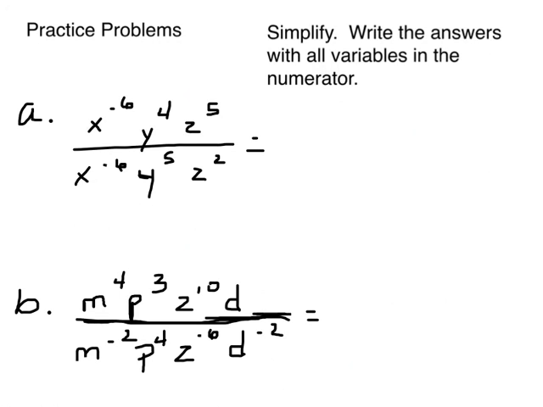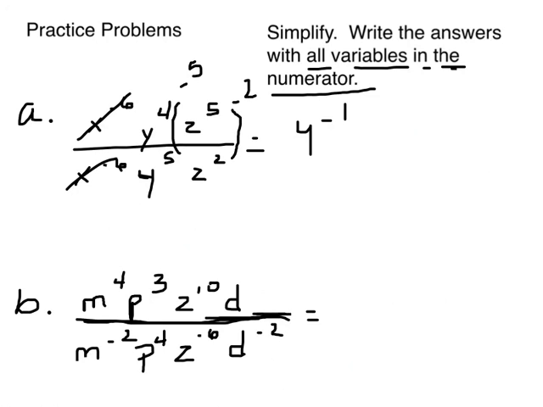It says simplify, write the answers with all variables in the numerator, which is the top of the fraction. So if I'm going to have to do that, first of all, I'm going to look at this and say, x to the negative 6, x to the negative 6, they cancel each other out. Now, this one, if it's got to come up, this 5 becomes negative 5, which leaves me with y to the 4 minus 5 is negative 1. And when this 2 comes up, it becomes minus 2. So I have z cubed, because 5 minus 2 is 3. And that would be my answer.